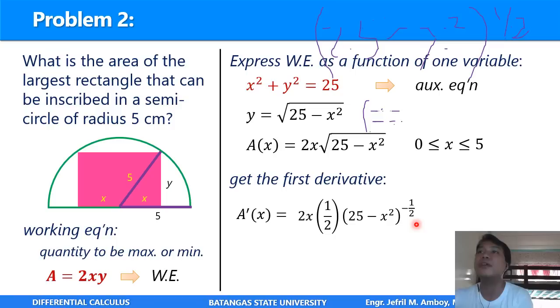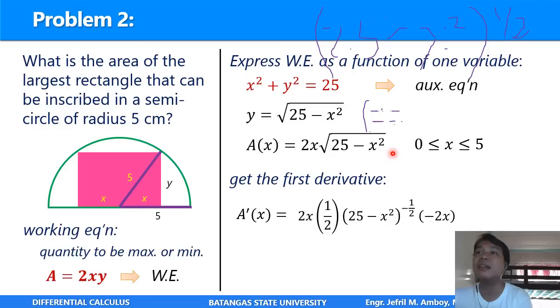Pero hindi pa tapos. No? Chain rule. Kasi yung loob ng square root, may function pa. Kaya kukunan mo ng derivative yung nasa loob ng square root. Derivative ng 25, 0. Derivative ng negative x squared is negative 2x. Okay, so this entire expression is just the first part, u times the derivative of v, plus the second term times the derivative of the first.